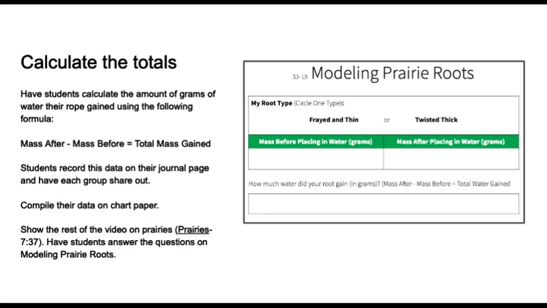After each group has recorded the mass of their rope, assist students in calculating the grams of water the rope gained by subtracting the initial mass from the soaked mass. Then record that data here and have student groups share out. It may be helpful to compile data for all groups on chart paper or on a slide for comparison.